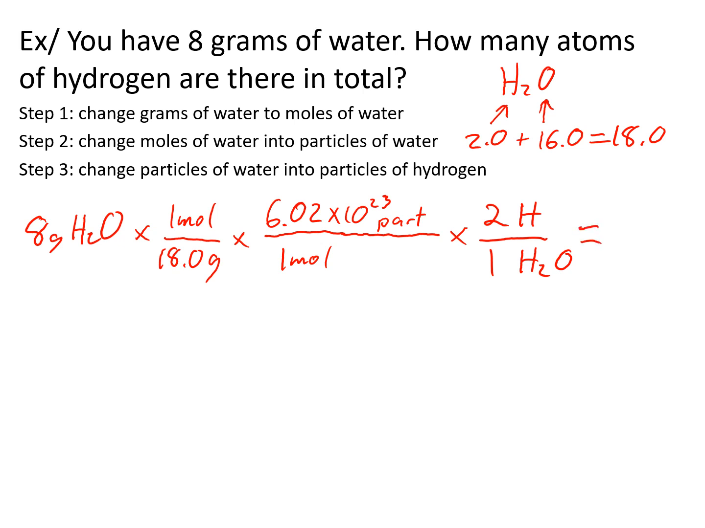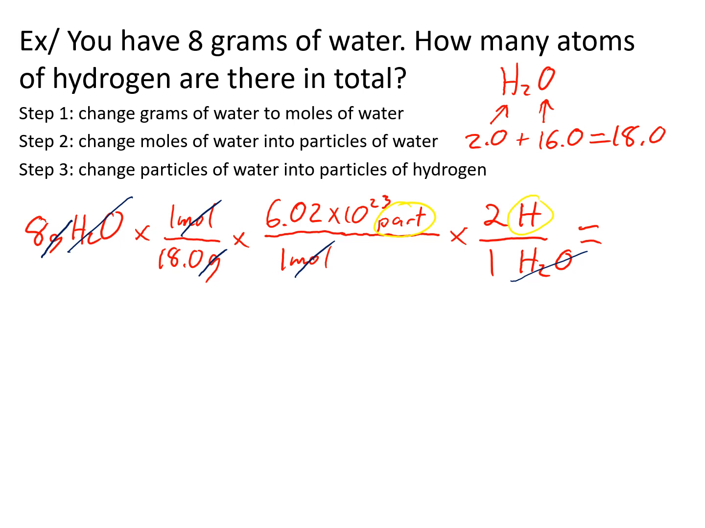And so what I know is that there are 2 hydrogens for every 1 water. So just to make sure I'm doing everything right, grams cancels with grams, moles cancels with moles, okay? And water cancels with this water. And so the only thing that is left here is particles of hydrogen. And that's what I want to know. I want to know particles of hydrogen or atoms of hydrogen.